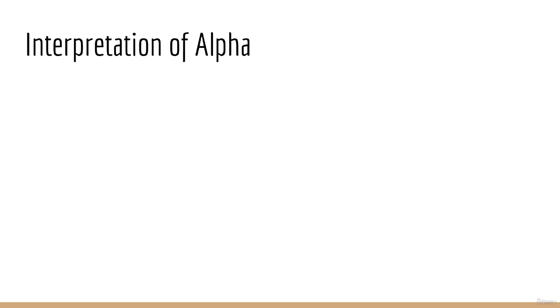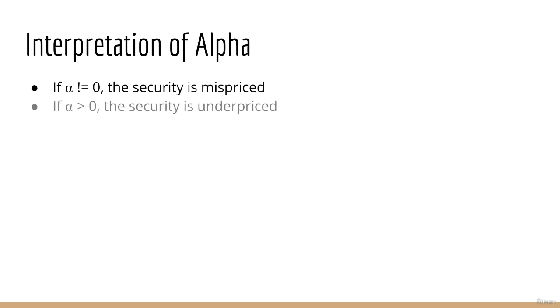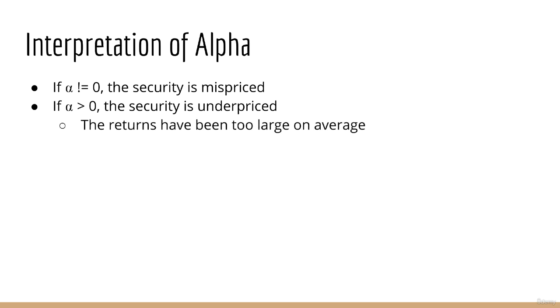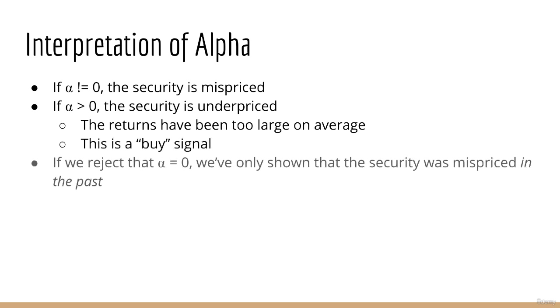So what is the interpretation of alpha? If we find that alpha is significantly different from 0, then the security is mispriced, at least according to the assumptions of the CAPM. If we find that alpha is greater than 0, this means that the security is underpriced. In other words, the returns have been too large on average. This would be a buy signal. However, it's important to recognize that if we reject the null hypothesis that alpha is equal to 0, all we have done is shown that the security was mispriced in the past. There is no guarantee that this will hold true in the future.